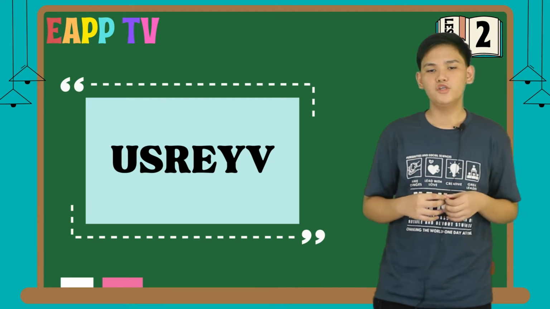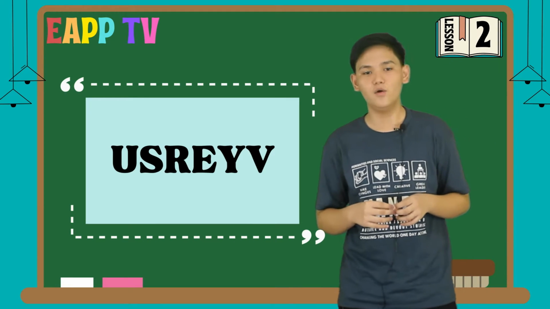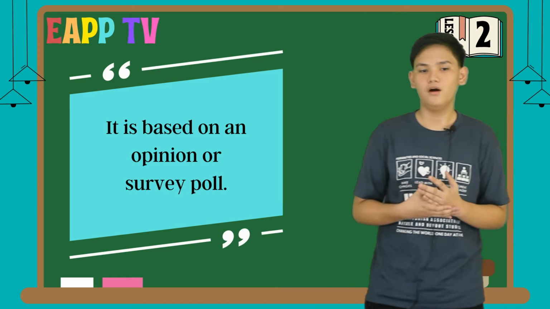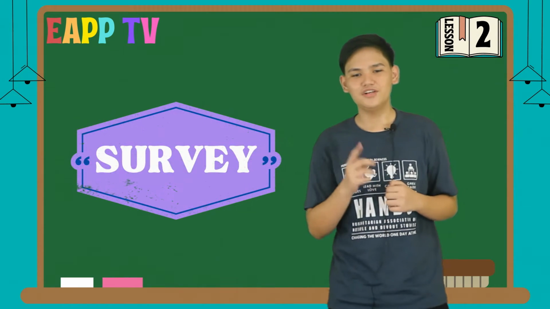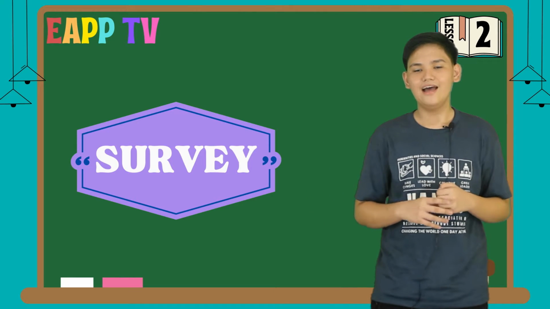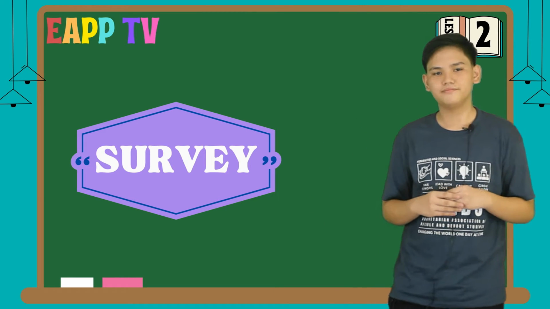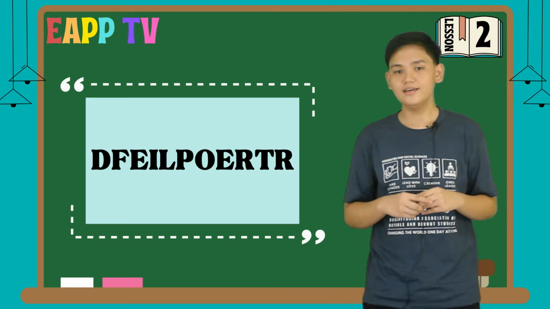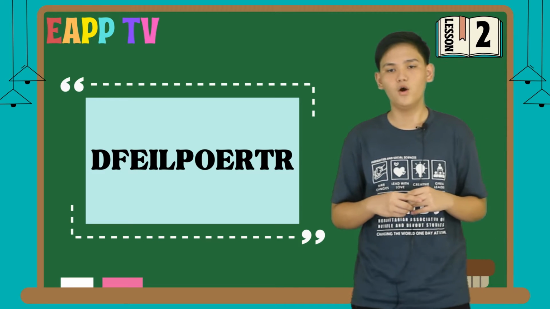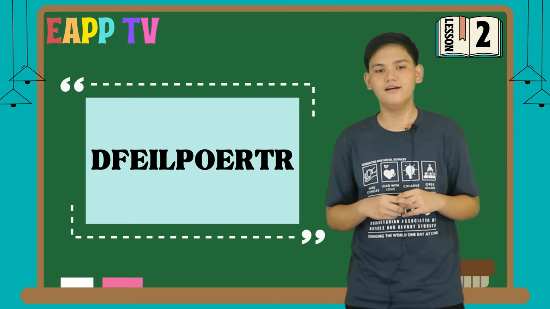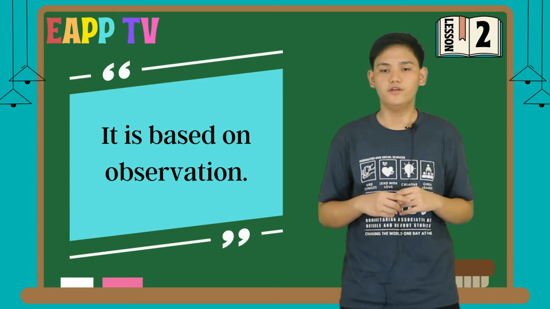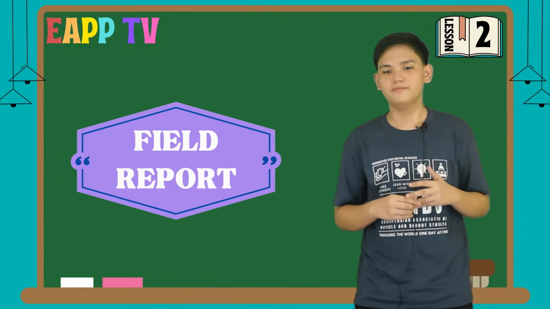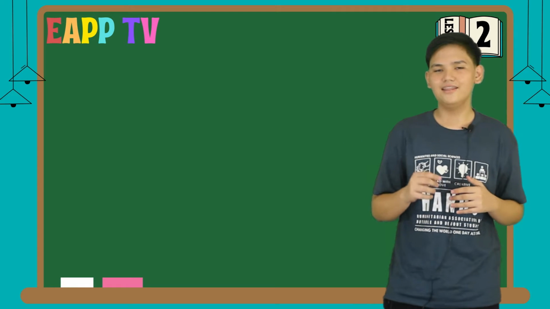Number 2, U-S-R-E-Y-V. It is based on an opinion or survey poll. Great! You got the correct answer. The answer is survey. Number 3, D-F-E-I-L-P-O-E-R-T-R. It is based on an observation. The answer is field report. You're right again.